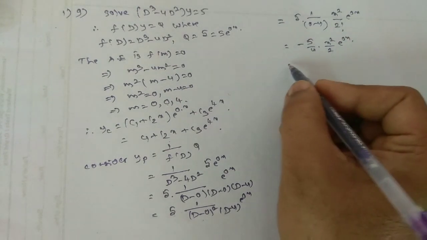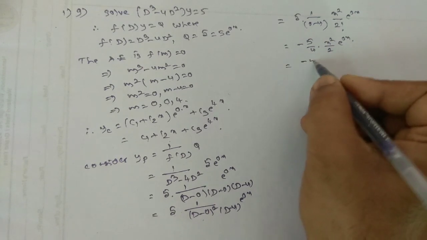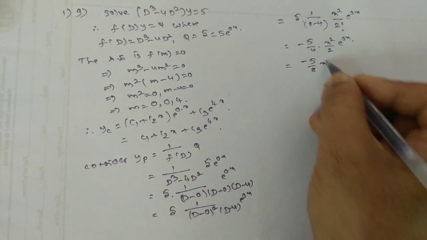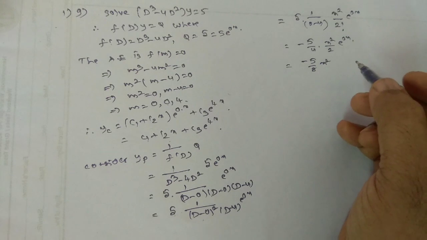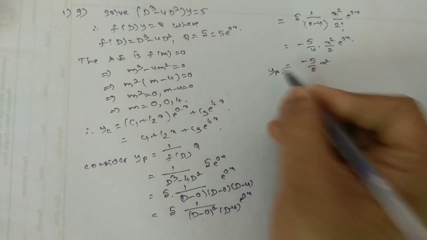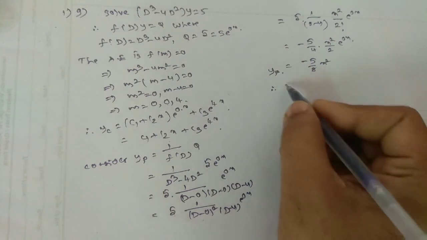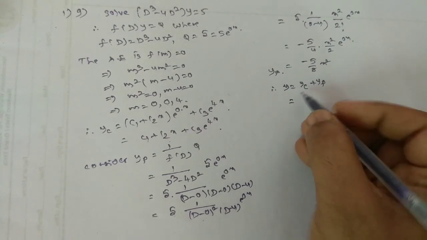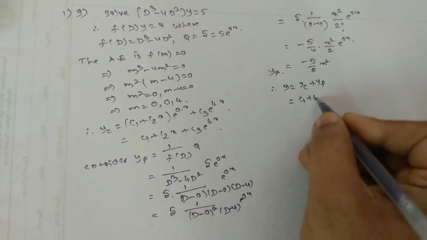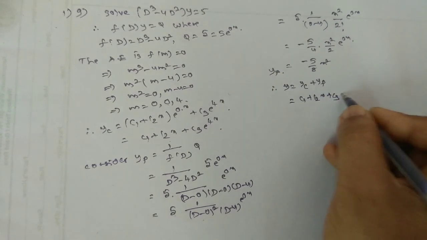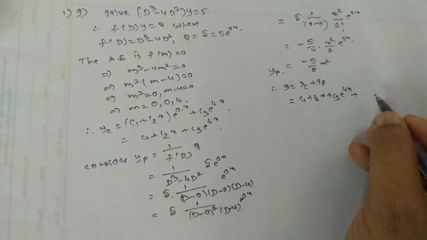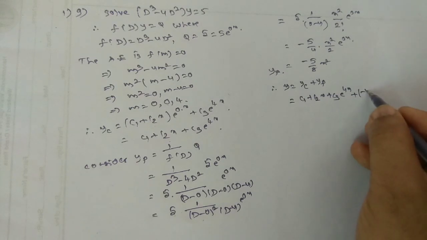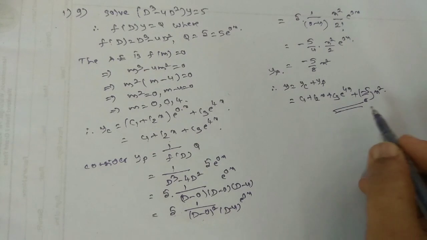This is the final simplification. Minus 5 by 8, it is x square, and e power 0x is nothing but 1. It is the final answer of yp. Therefore, the general solution is y equal to yc plus yp. Your yc is c1 plus c2x plus c3 e power 4x, and yp is minus 5 by 8 into x square. This is the final answer of 1G.